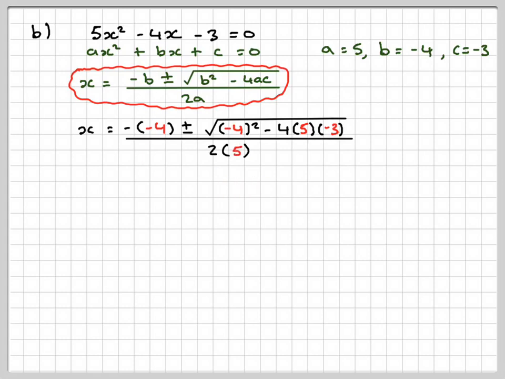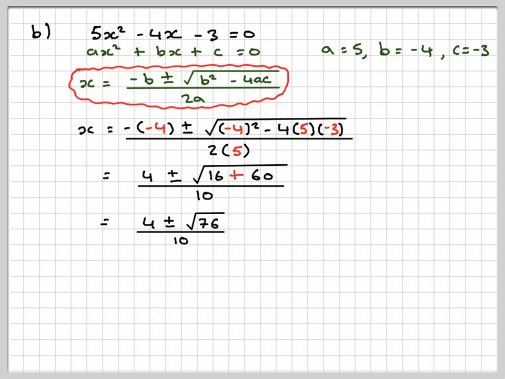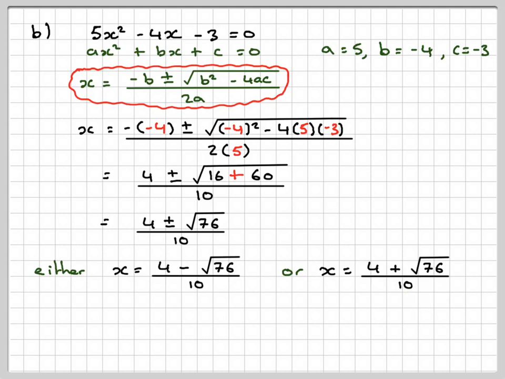Minus minus 4 is 4. Minus 4 all squared, so it's like doing minus 4 times minus 4 is 16. Minus times a minus will be plus. 20 times 3 will be plus 60, over 2 times 5, which is 10. So this will come down to being 4 plus or minus the square root of 16 plus 60, which is 76, all over 10. Again, splitting it up, x is equal to 4 minus root 76 over 10, or x is equal to 4 plus root 76 over 10.